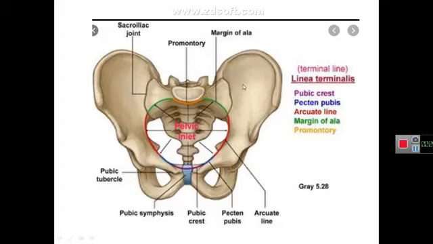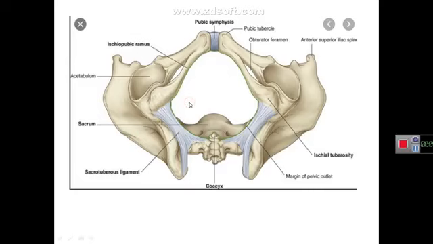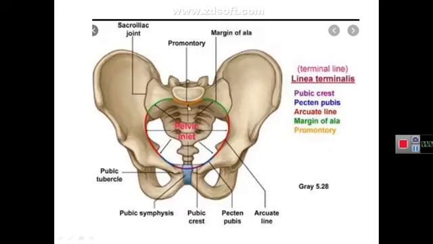This greater pelvis or false pelvis is part of the posterior abdominal wall, while the cavity of the bony pelvis below this line of the pelvic inlet is the true pelvis or the lesser pelvis. When we are talking about pelvic anatomy, including the pelvic wall and floor, we are considering the true pelvis, the lesser pelvis, below the pelvic inlet or pelvic brim.